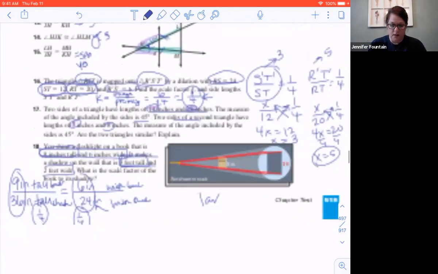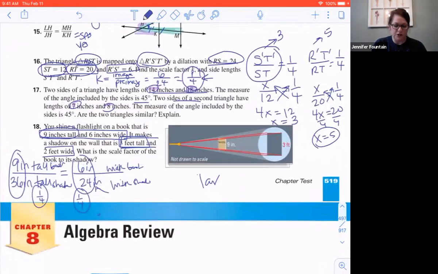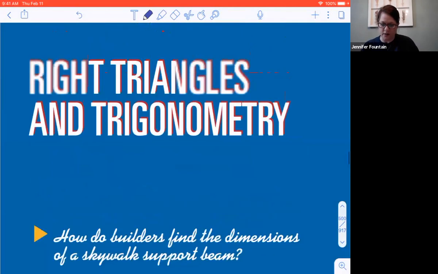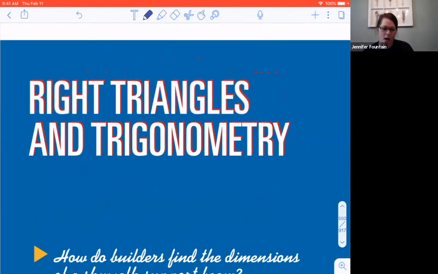Okay. All right, we're going to shift gears now and move on to chapter 9. Chapter 9, right angles and trigonometry. Are y'all scared yet? You shouldn't be. It's going to be just fine. And I think that once you see this first section, you're going to be like, okay, this is a bit of a breeze compared to what we've been doing.